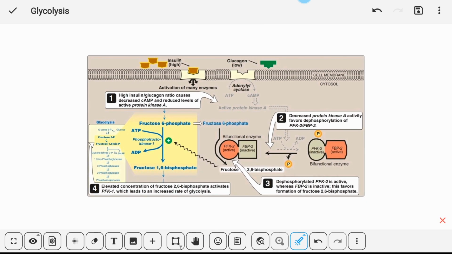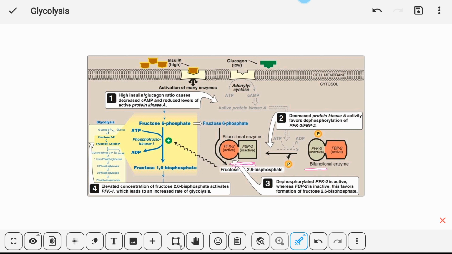This one here is a figure explaining how the substance fructose 2,6-bisphosphate activates glycolysis. Let's imagine that we have glucagon. So glucagon will activate the adenylyl cyclase enzyme. Cyclic AMP will form, which will activate the protein kinase A, and it will phosphorylate this bifunctional phosphofructokinase 2 enzyme. When it is phosphorylated, it will go into an inactive state.